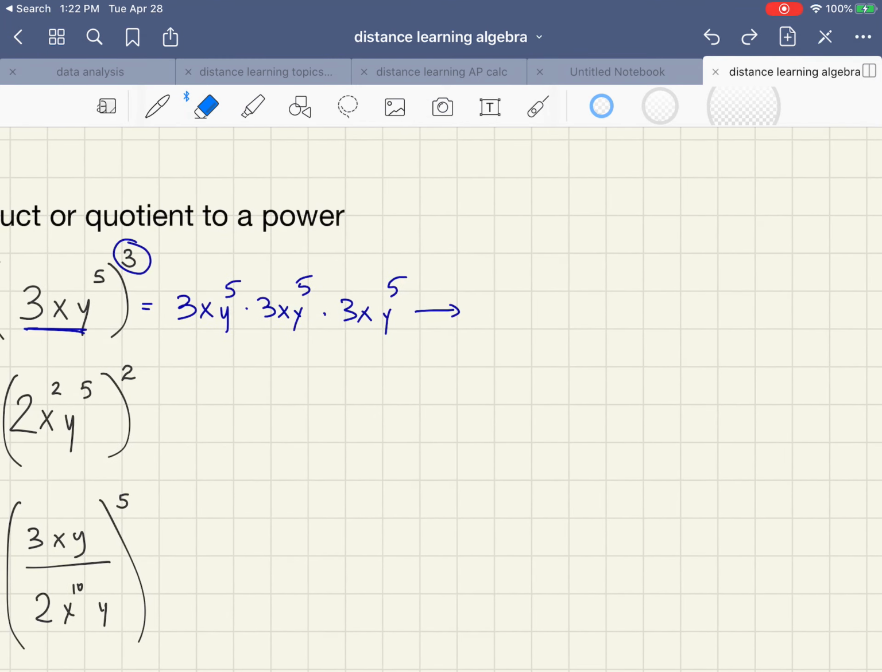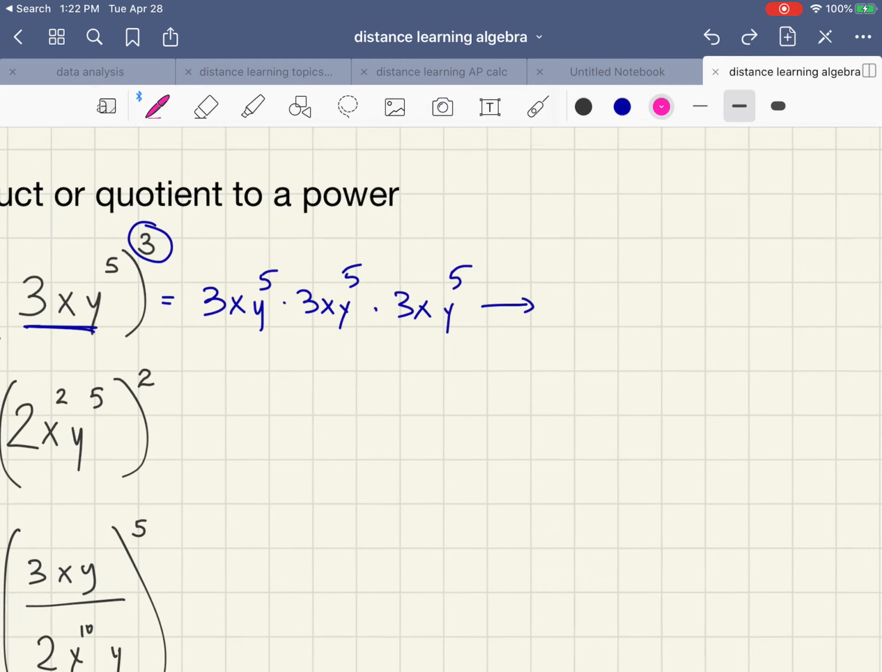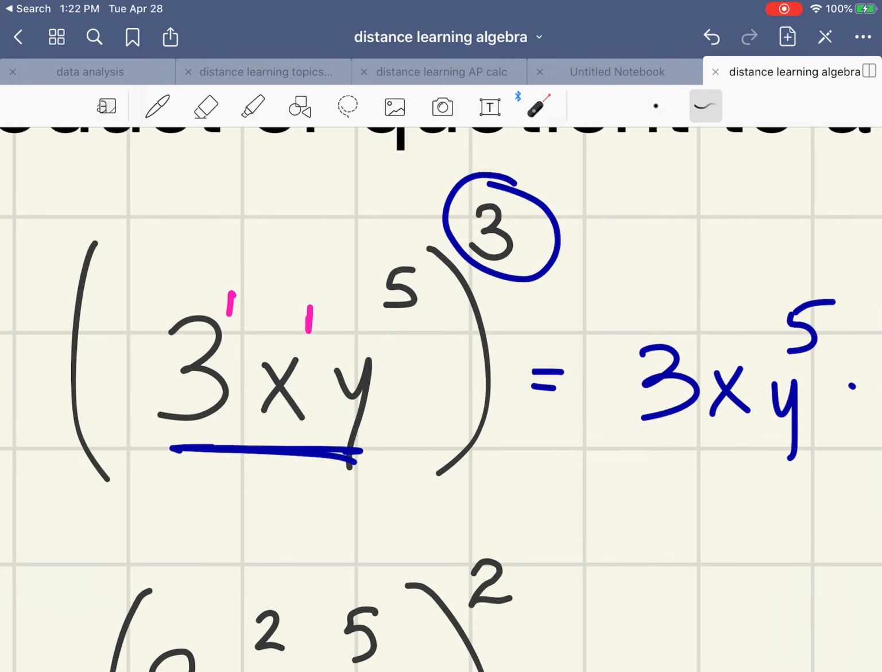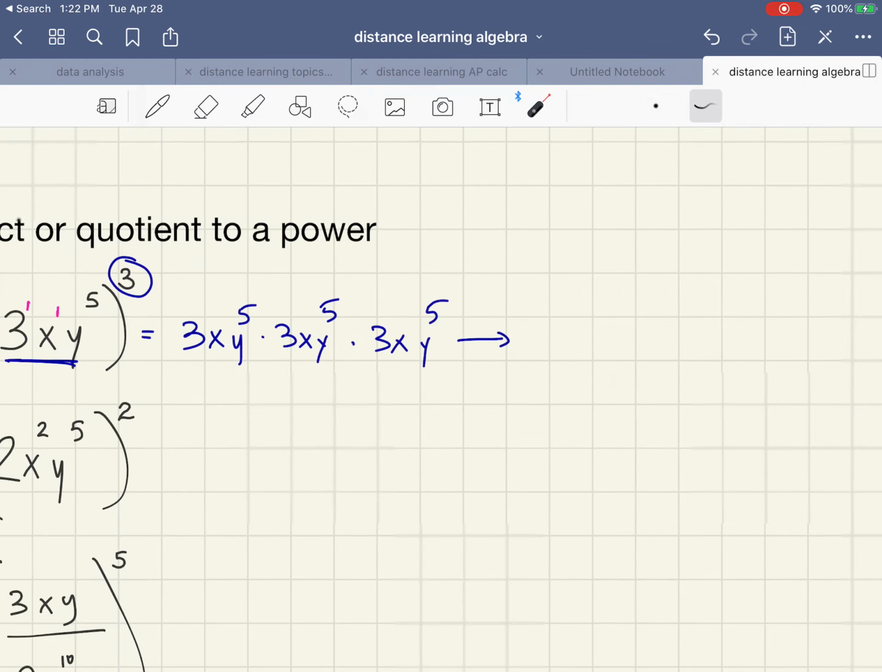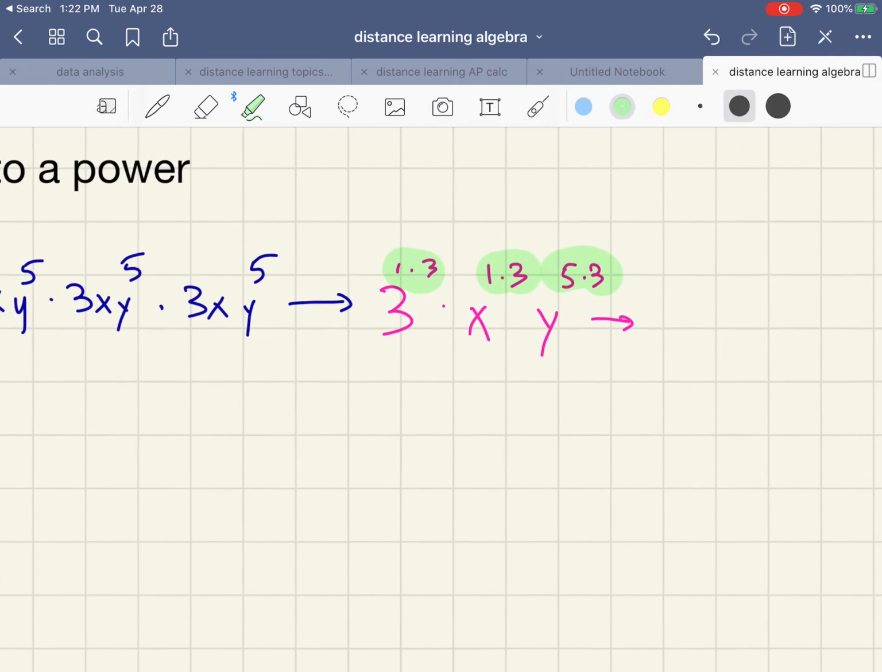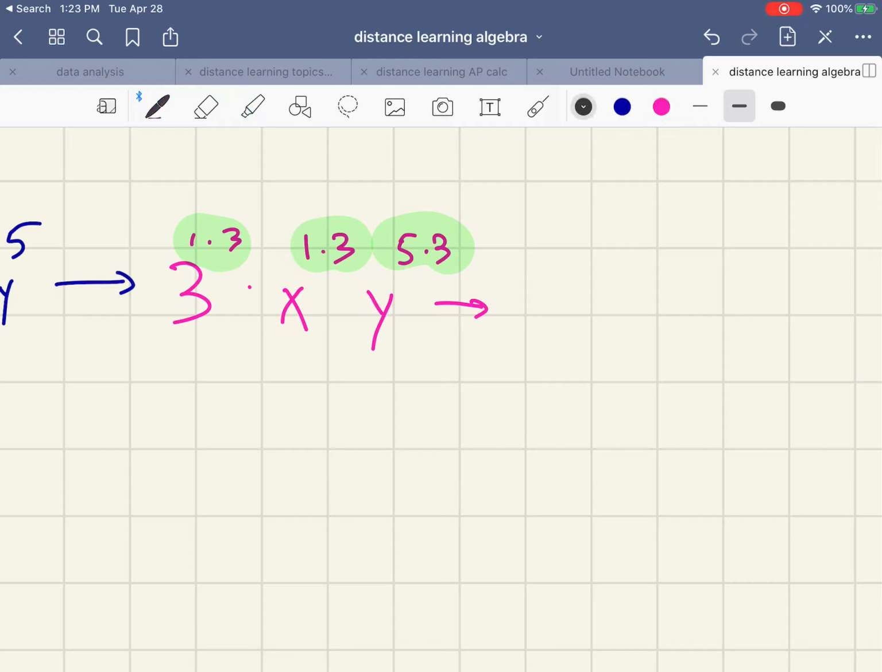Actually, I'm going to keep that. I'm going to say it's important to notice that each of these actually has an exponent, right? We're going to be multiplying this outside exponent times each of the exponents. So the shortcut for this is going to be 3 to the 1 times 3 times x to the 1 times 3 times y to the 5 times 3. And then we're going to do those multiplications out to get 3 to the 3rd, x to the 3rd, and y to the 15th.